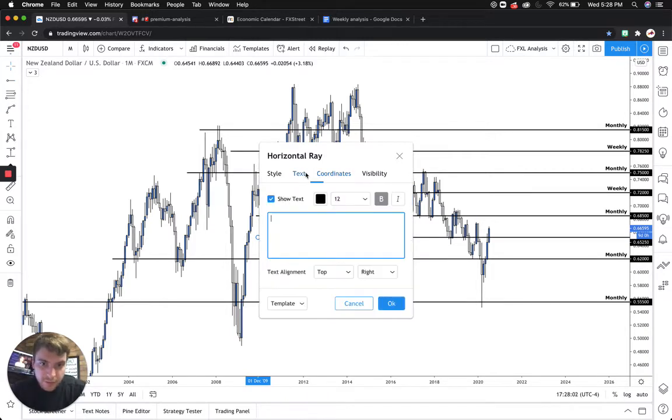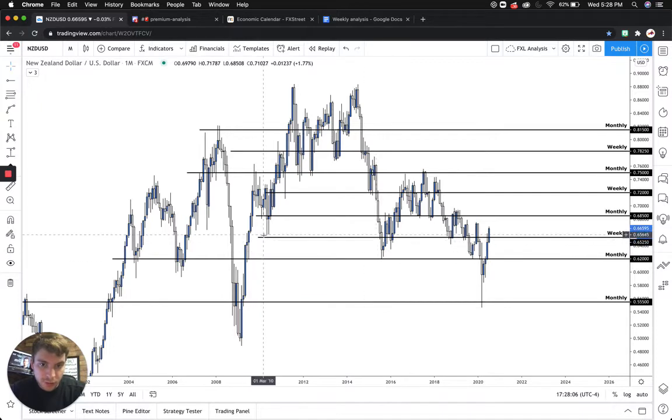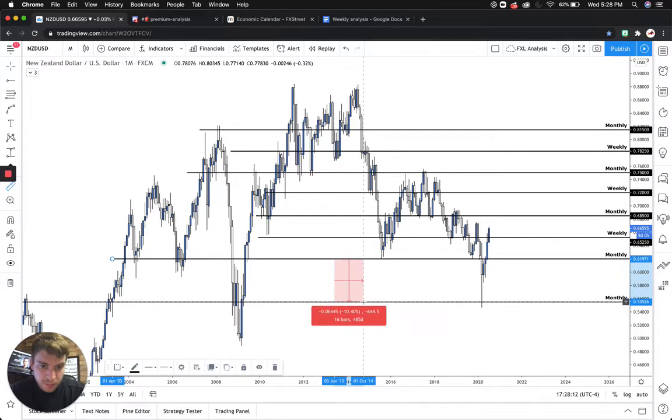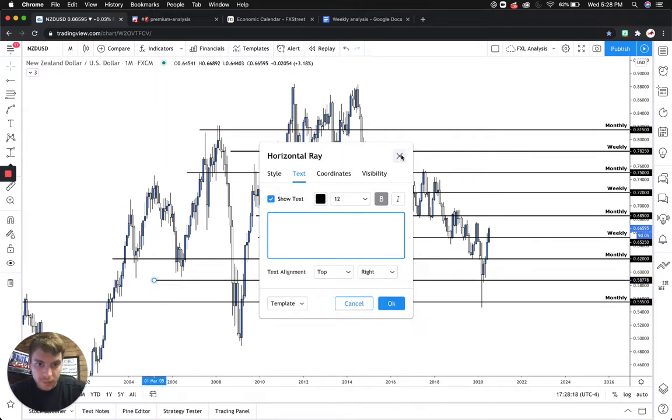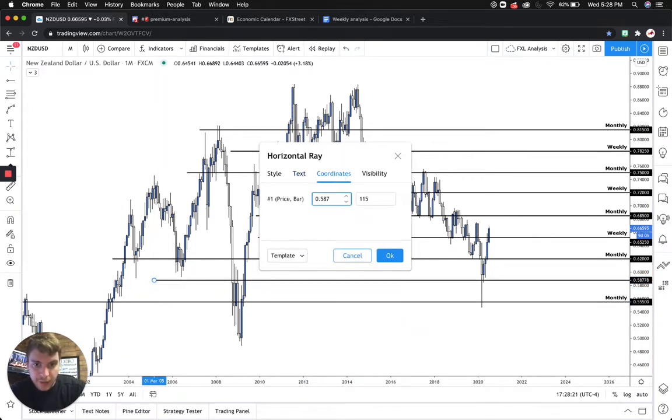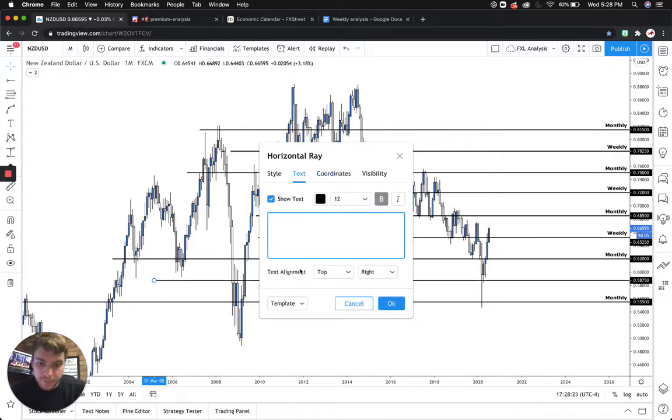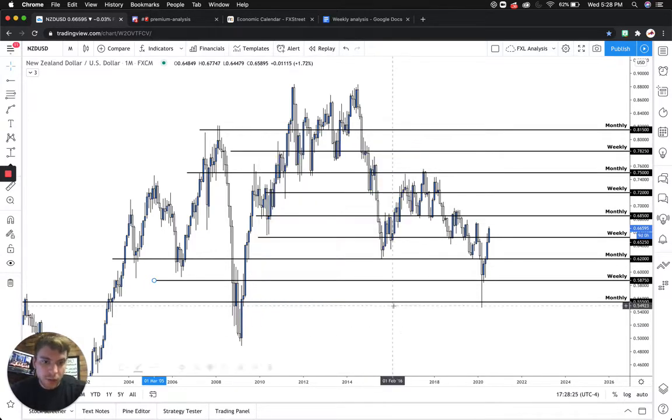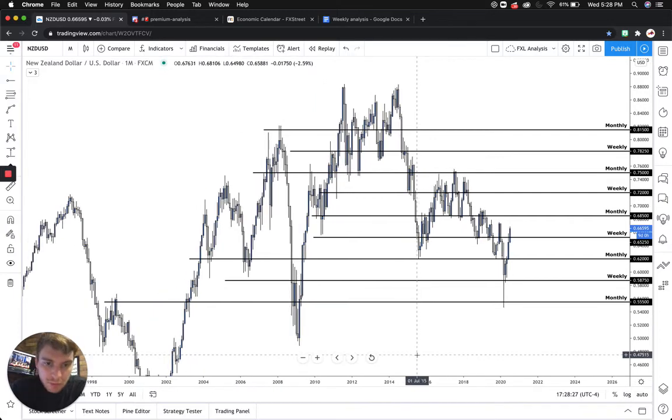0.625 weekly. Looks pretty good. Almost support here, here as well again. Okay, next zone, and our final zone. So right about here, 0.575 weekly. All right, cool. So now we've got these levels all highlighted.